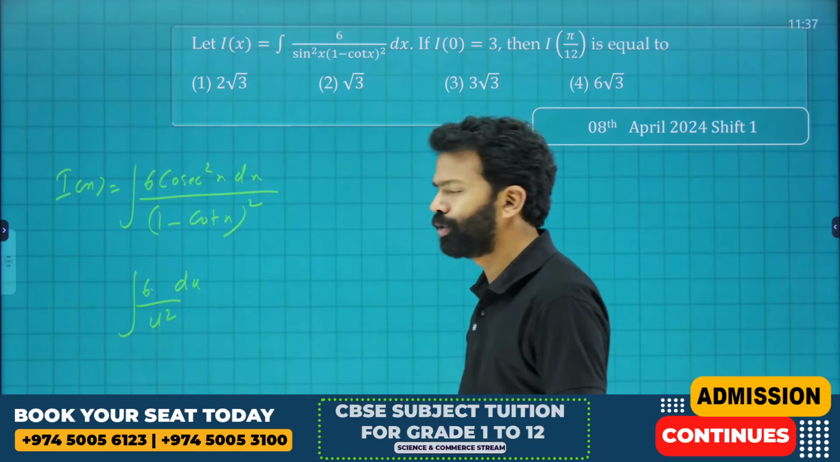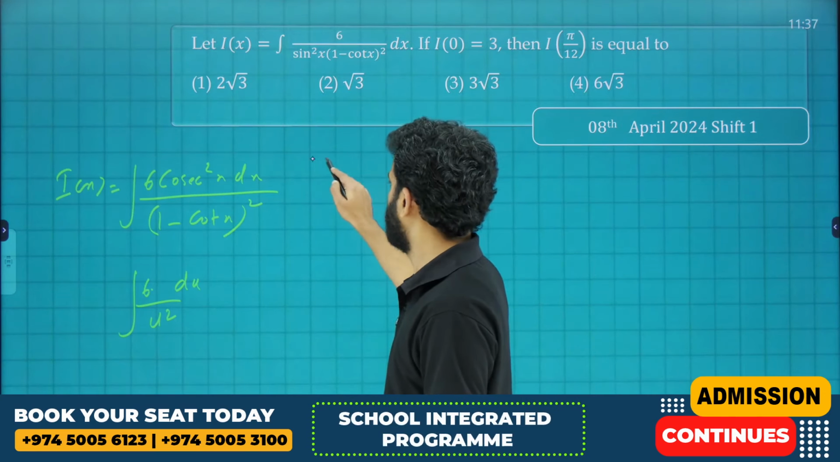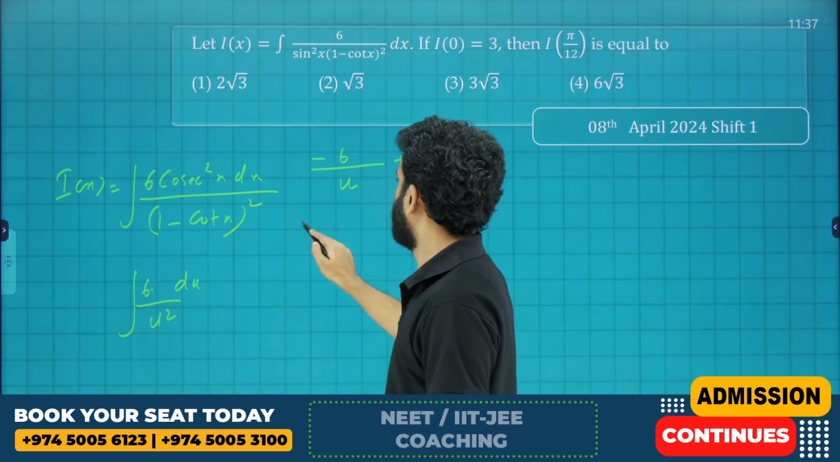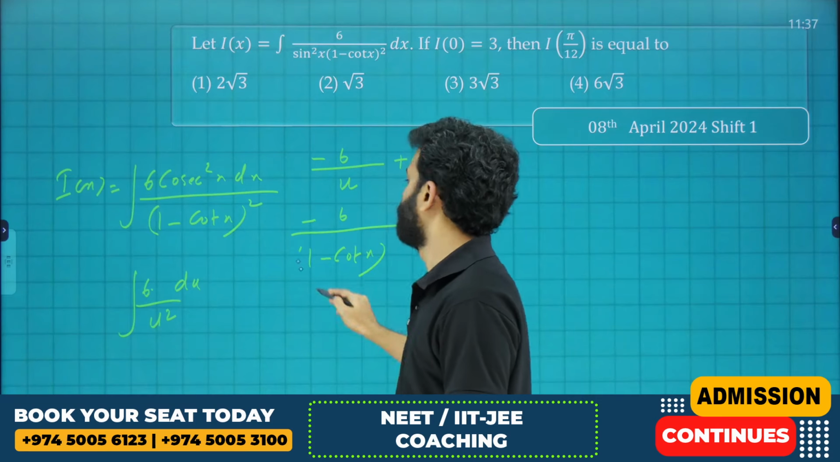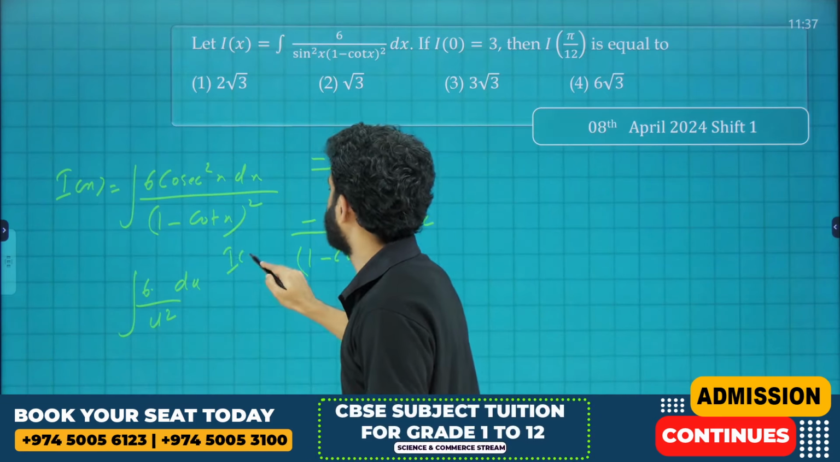This will be u raised to minus 2, and what is the integral of that? U raised to minus 1 by minus 1. That is, it will be equal to minus 6 by u plus c. That is minus 6 by 1 minus cot x plus c. Okay, and this is what I of x is.